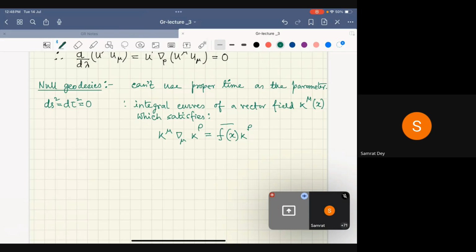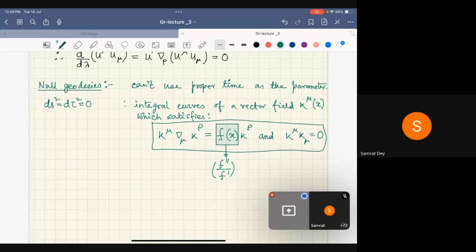So what is this object? As I said, we cannot use any parameter which is the proper time to describe a null geodesic. This one is the general geodesic equation, so f double prime by f prime that we have seen in our discussion today. So this is some function. And also for the null geodesic, since we are talking about null geodesics, this holds. Okay. But now you note, together we need both these definitions. So together they define the null geodesic.